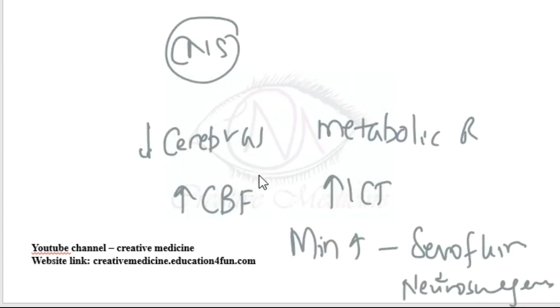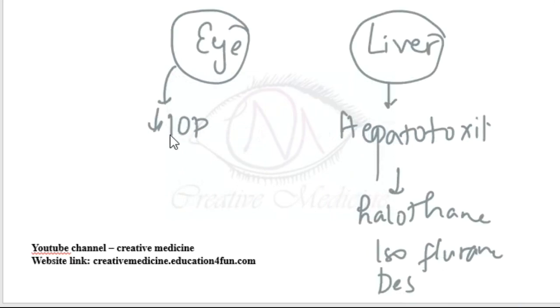CNS, it decreases the cerebral metabolic rate and increases intracranial tension. Minimum increase in intracranial tension is seen in sevoflurane. So sevoflurane is inhalational agent of choice for neurosurgery. In the eye, it decreases the intraocular pressure, whereas in the liver, it causes hepatotoxicity. Maximum hepatotoxic is halothane, followed by isoflurane and desflurane.